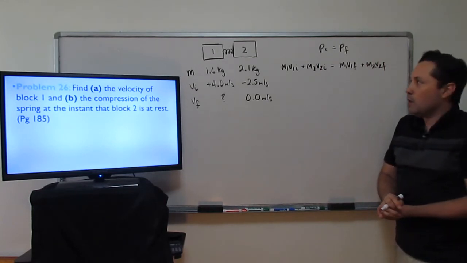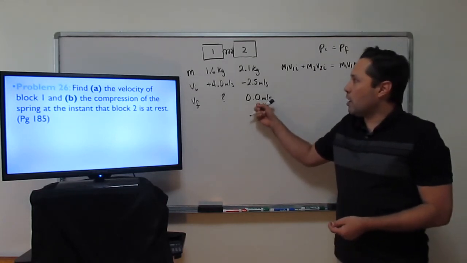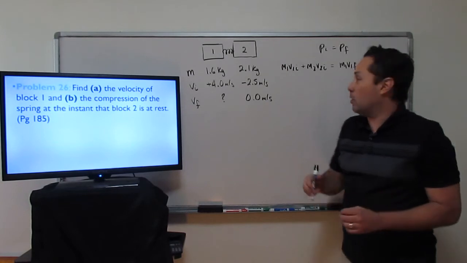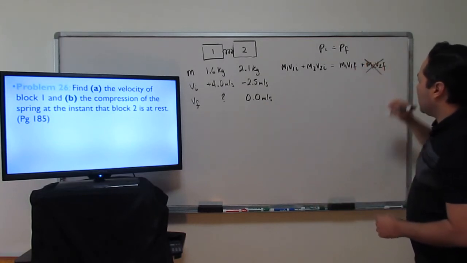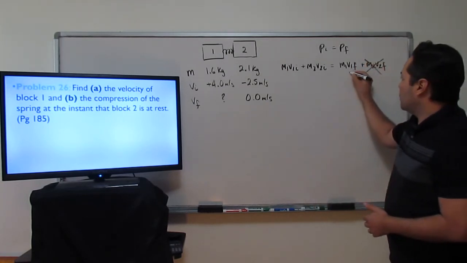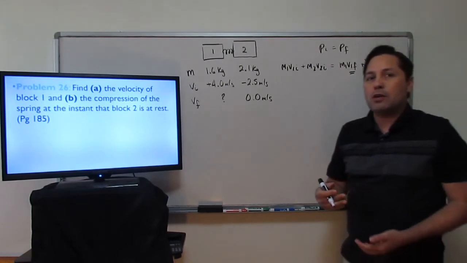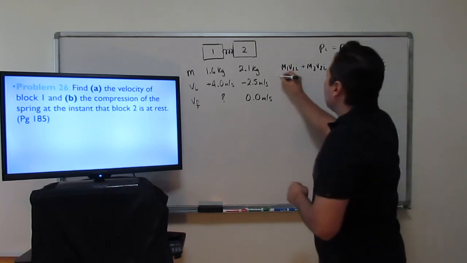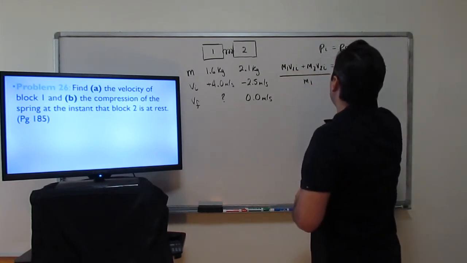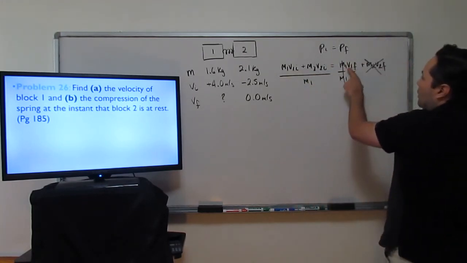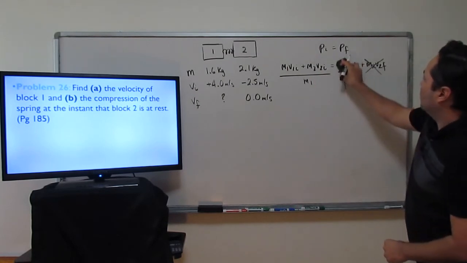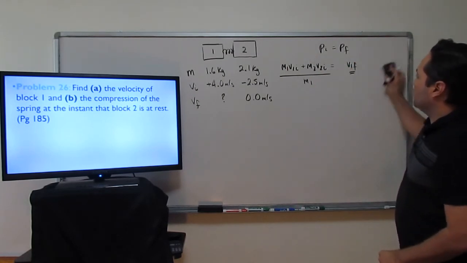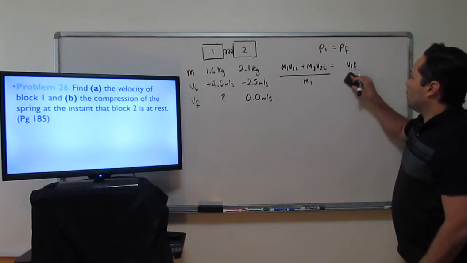There's our formula. Now, since the final velocity for object 2 is 0, we can cross that out, leave it out. And this is what we're looking for, the final velocity of object 1. So what we're going to do is divide by the mass of object 1 here, so that way you can cross it out, leaving behind just v1 final. Alright, so there's our formula.